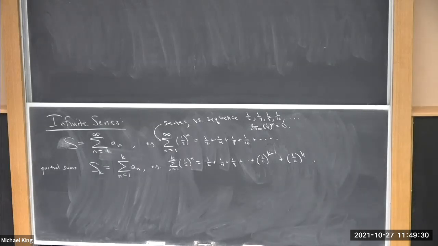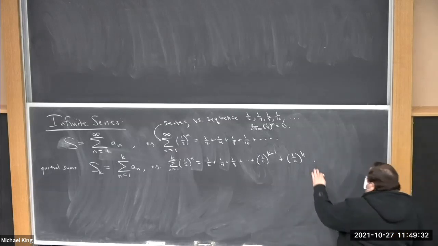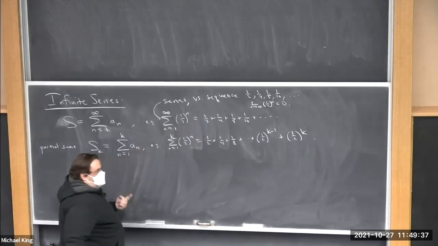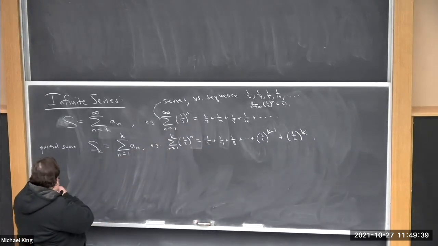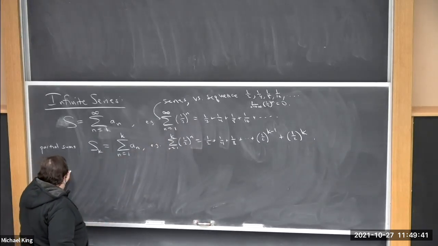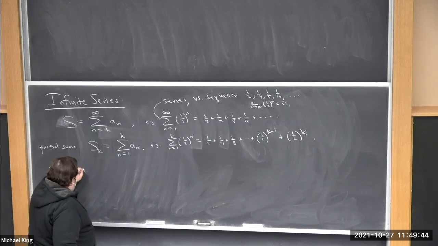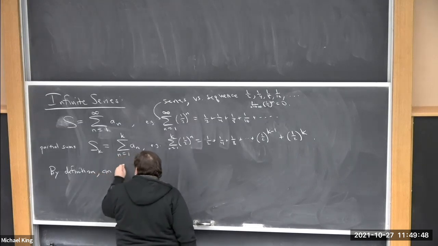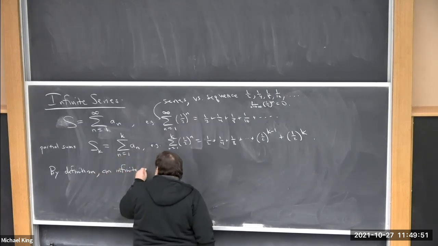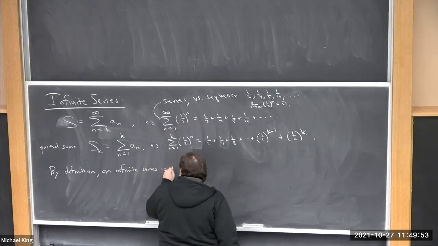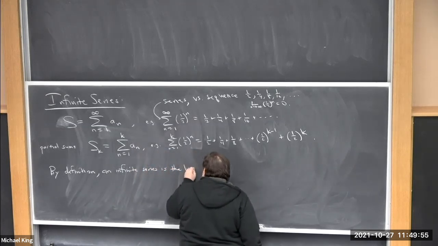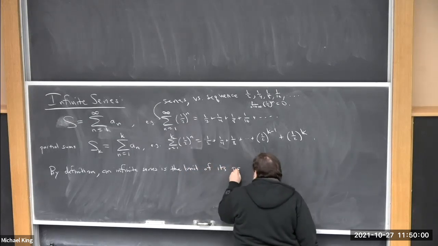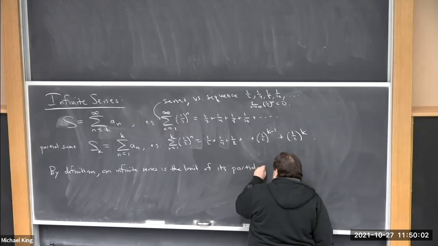This is really the definition of an infinite series: by definition, an infinite series is the limit of its partial sums. It's saying that if you want to think about adding infinitely many things together, you think about adding finitely many things together and then keep going, and keep going, and keep going.